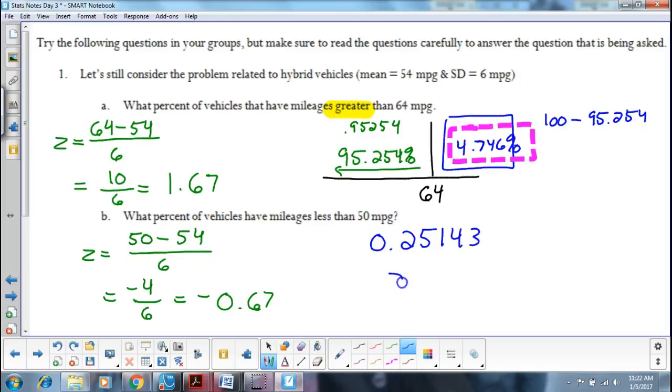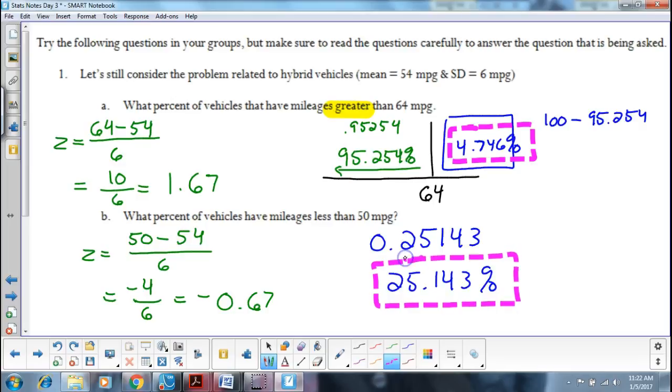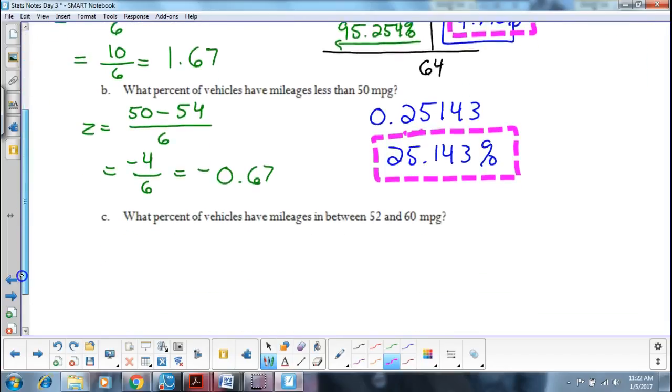So that tells me that 25.143% of the vehicles get less than 50 miles per gallon. Yes on that one.